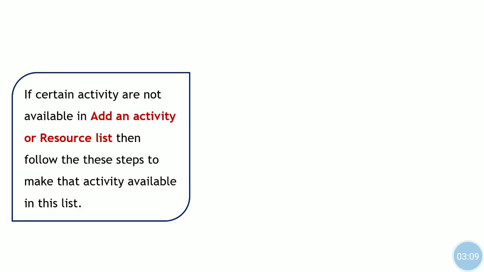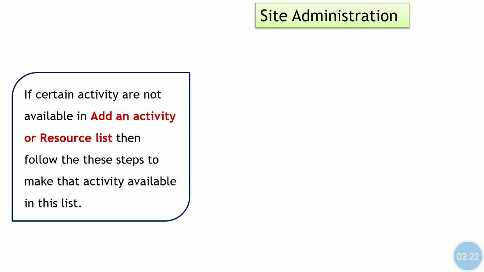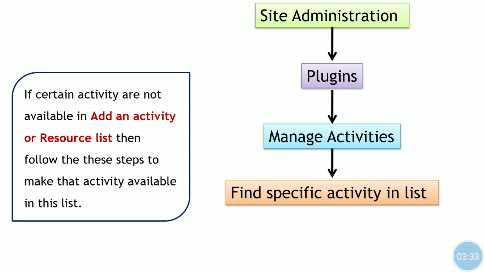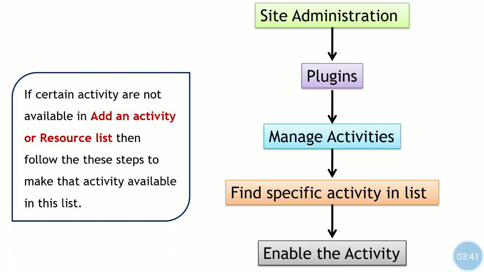If certain activities are not available in the add an activity or resource list, then you have to follow the next steps to make that particular activity available in that list. First click on site administration tab, then click on plugins, then you will get manage activities. Click on it. Then find the particular activity which is not available in the add an activity list and enable it, so that it will be available in that list. So just do this.